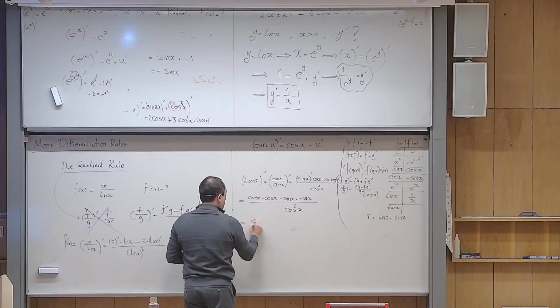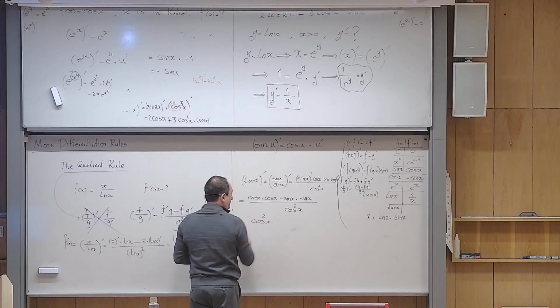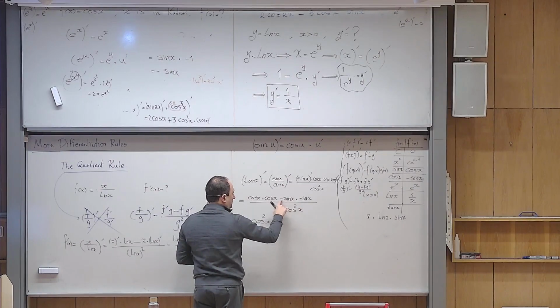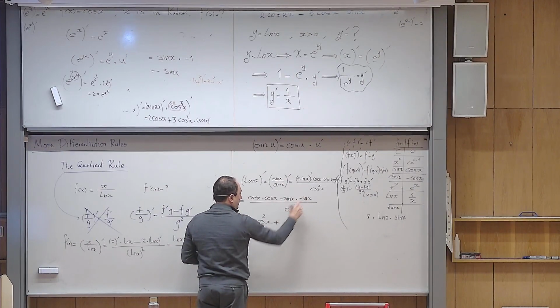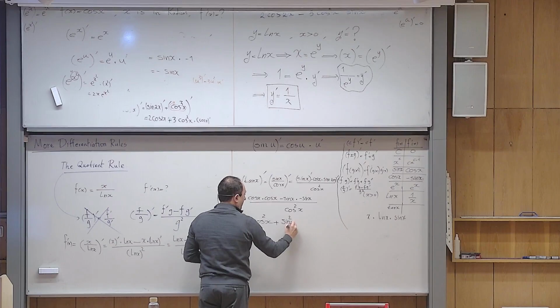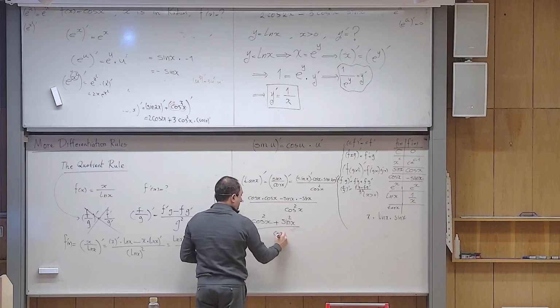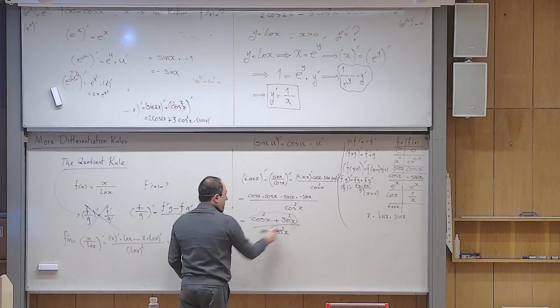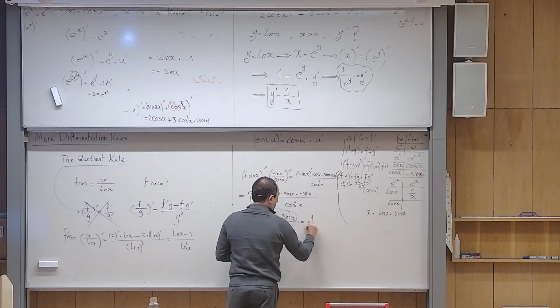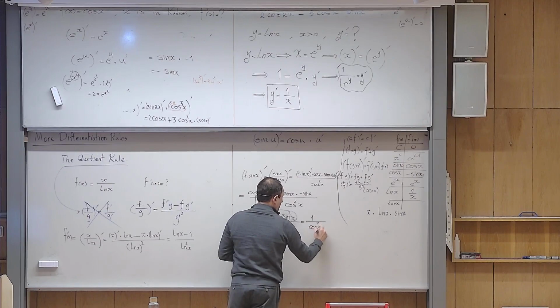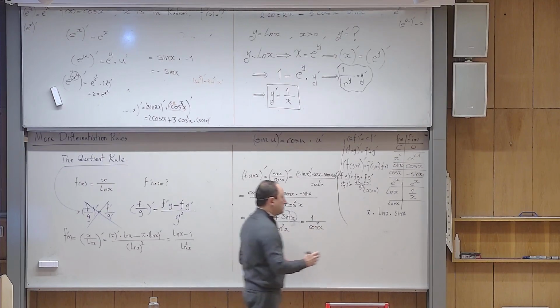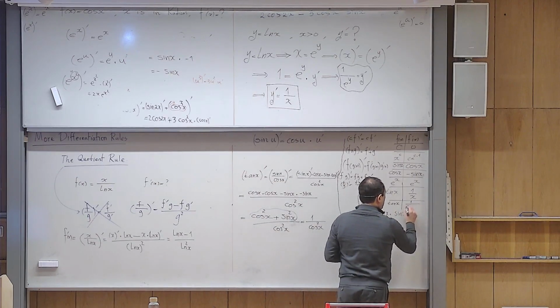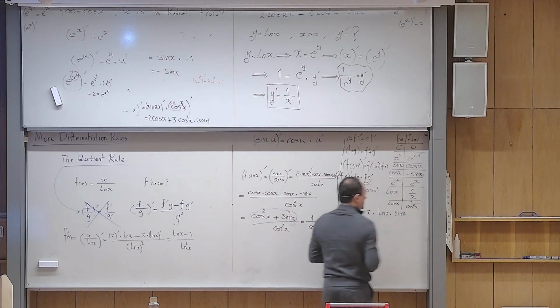But the numerator becomes cosine to the power of 2x, minus minus plus, sine times sine is sine squared, over, but what is this? This is just 1. Then it becomes 1 over cosine to the power of 2x. So the formula for the derivative of tangent is 1 over cosine squared x.